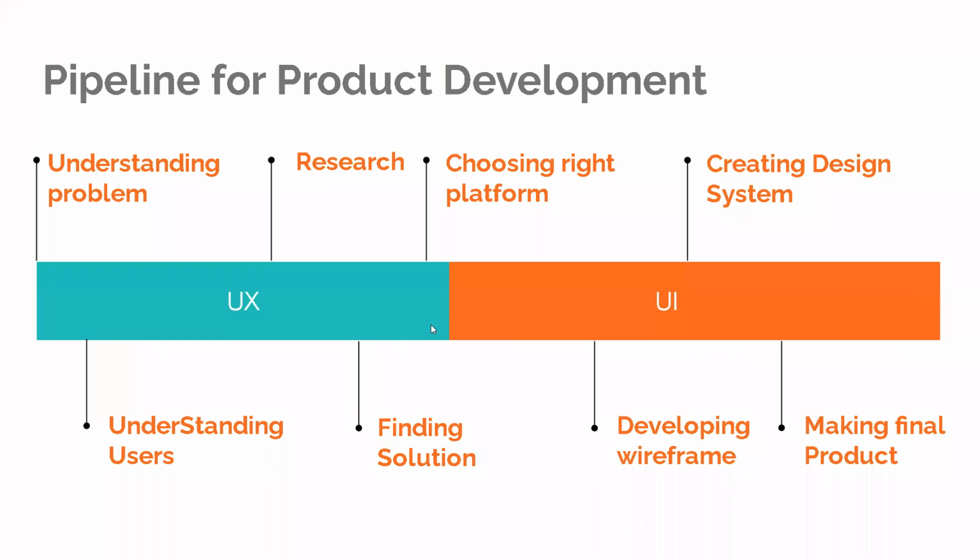So now we can discuss what the pipeline for product development is, any product development. When you think about product development, it means the developers will work on the product and make the product. That is a different part. The developers will work on the product, but the actual work starts before that.